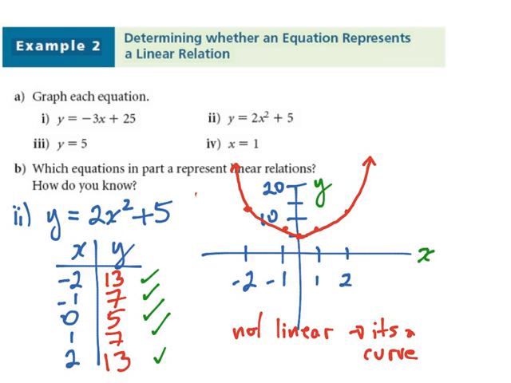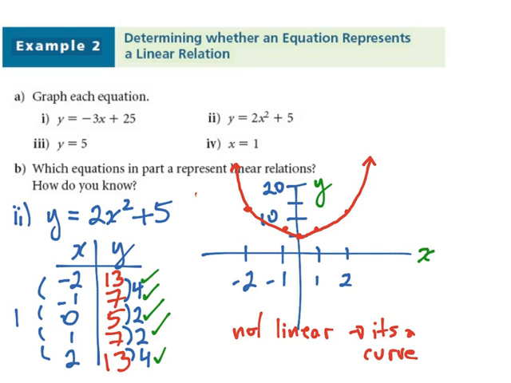Also, you could see that we are increasing by increments of 1 for the x, and if you look at the y, it's not consistent. We're decreasing by 4, then by 2, then increasing by 2, and then increasing by 4. It's not the same. And that's why it is not a linear relation.